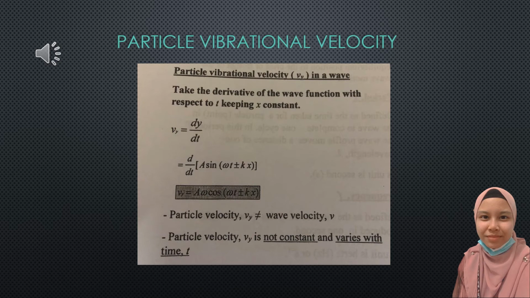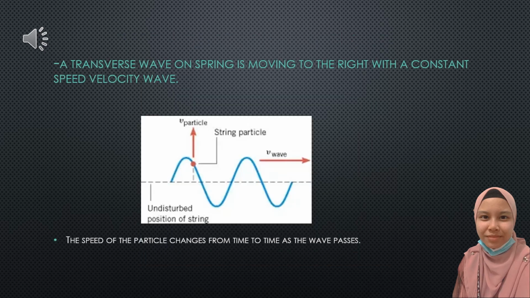Remember, particle velocity is not the same as wave velocity. Particle velocity is not constant and varies with time t. As you all can see in this picture, a transverse wave on spring is moving to the right with a constant speed, velocity wave. The speed of the particles changes from time to time as the wave passes.